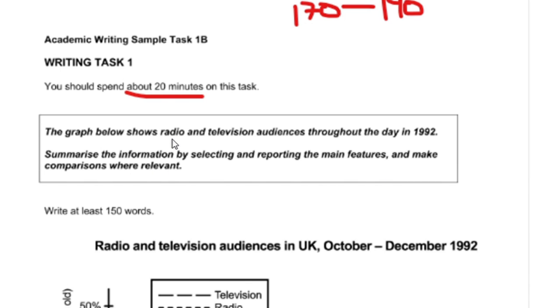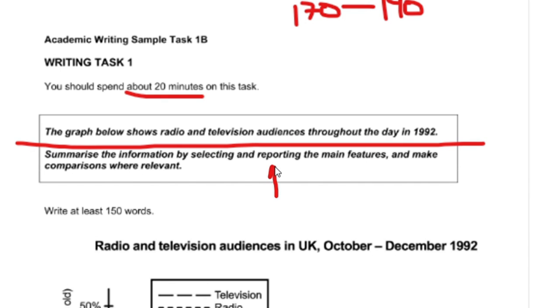Okay, let's start by reading the information that we have. The graph below shows radio and television audiences throughout the day in 1992. Summarize the information by selecting and reporting the main features and make comparisons where relevant. Okay, so the information we're given in the writing task is always split into two. So I'm going to split this here just to show you. This section here is always the same. This is always the instruction. Summarize the information by selecting and reporting the main features and make comparisons where relevant. This is the same for every question.